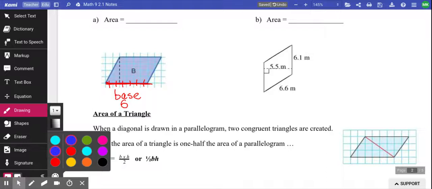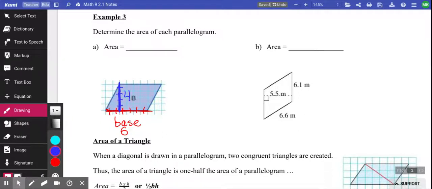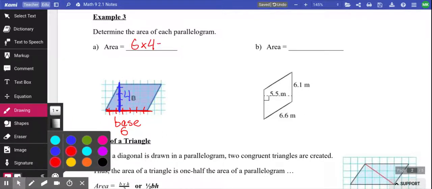It's not the angle. I'm going to highlight it in blue. That's my height. If I want to calculate that, I just count it. It's 1, 2, 3, 4. 4 is my height. The area is base times height, which would be 6 times 4. No, it's 4. Don't count it. So 6 times 4 is 24. Area of the parallelogram is 24.